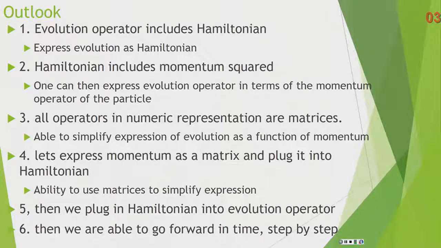how we can express the evolution operator as the Hamiltonian, and then the Hamiltonian expresses the momentum, and then we can put all these operators into matrices to simplify our expressions, make it easier to solve and predict the future. And then we can express our momentum as a matrix of the Hamiltonian, simplify the expression further, and then eventually plug all those expressions back into the evolution operator to find the position and momentum of the particle over time.